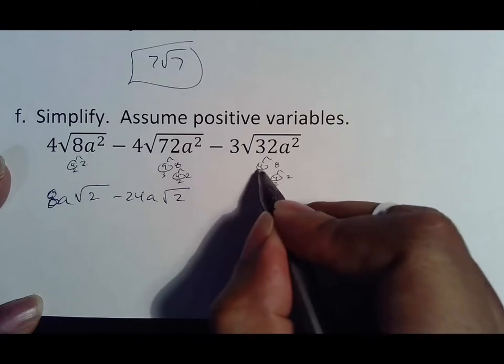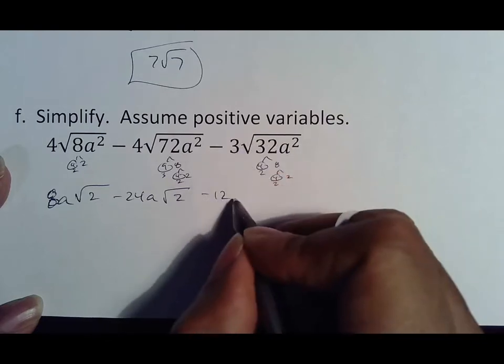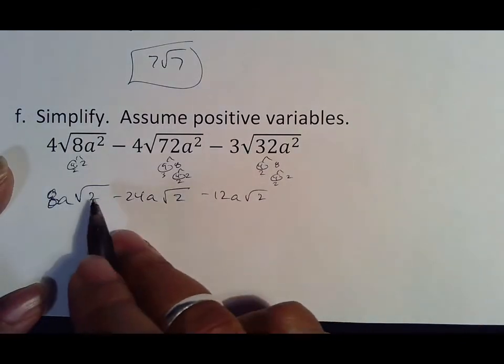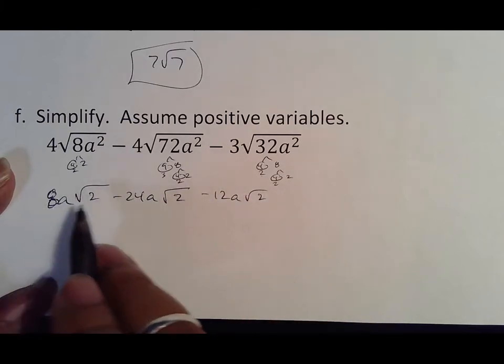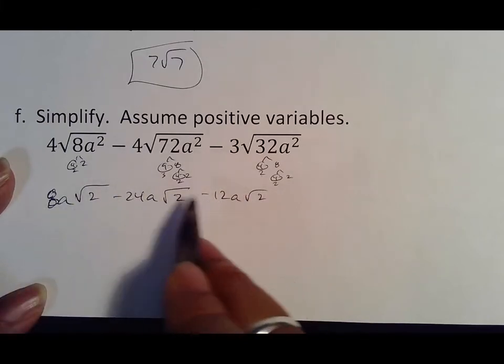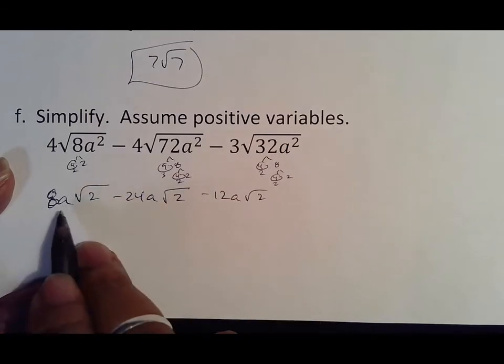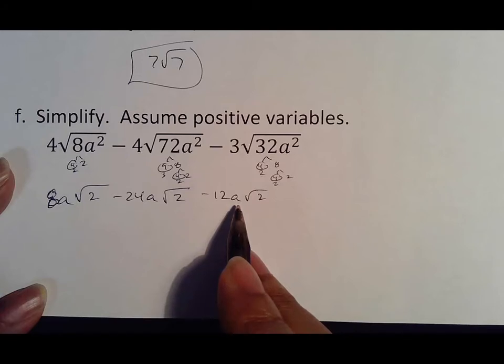2 make 4. 4 times 3 make 12. Again, A squared turns into A. 2 stays. Because all 3 of these have 2's, we have the potential to put them together. And because all of these have A's on them, we can put them together. If this was a regular 8, it would not be able to combine with something with an 8, going back to those old rules. So, negative 24 minus 12 is negative 36.